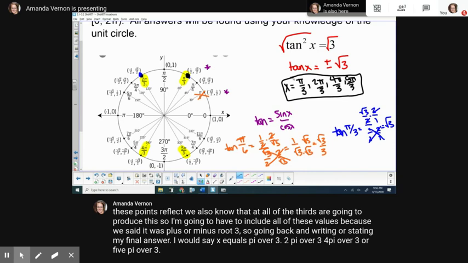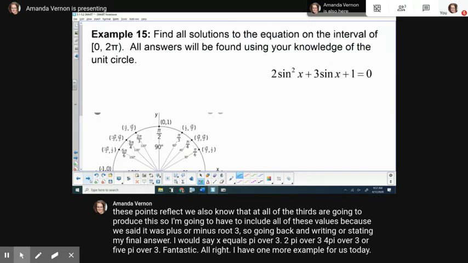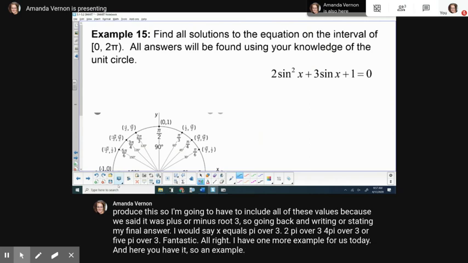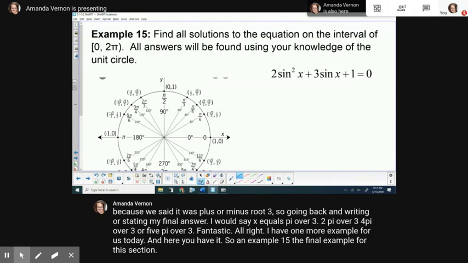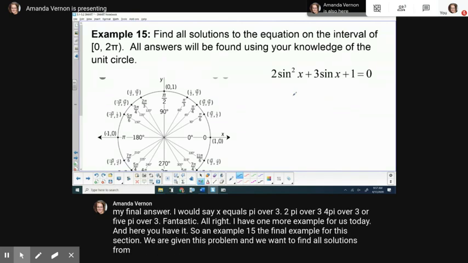Fantastic. All right, I have one more example for us today. And here you have it. So in example 15, the final example for this section, we are given this problem, and we want to find all solutions from 0 to 2 pi.